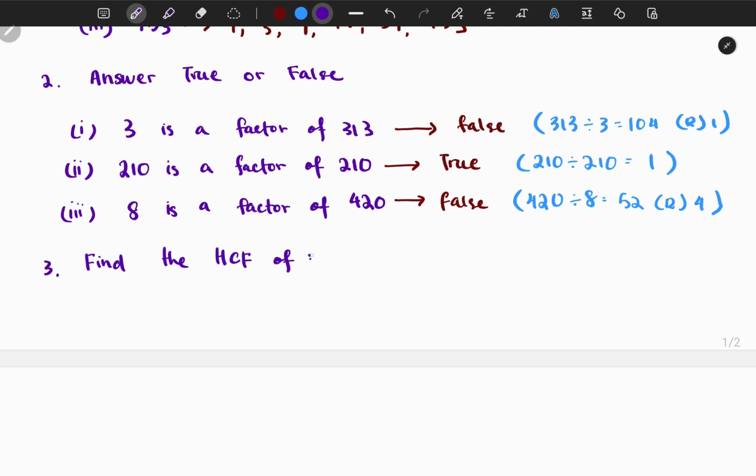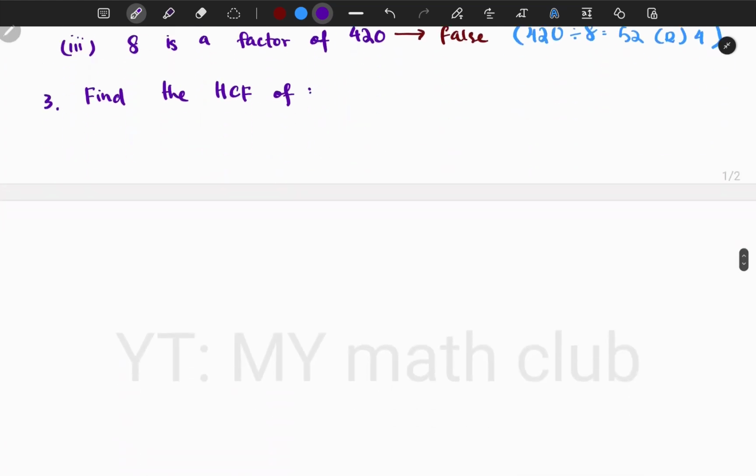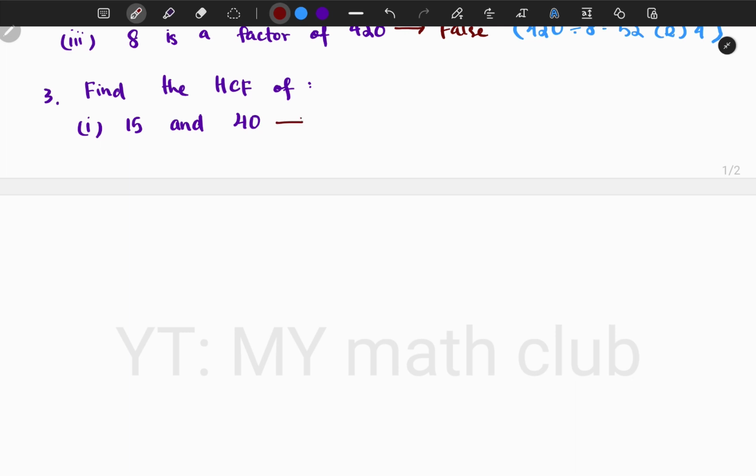The next question, you're going to find the HCF of 15 and 40. The answer is 5. The way that we can see how 5 is a factor of 15 and 40 is that we can use both numbers and divide them by 5. And 15 divided by 5 is 3, 40 divided by 5 is 8, both of which have no remainders. So that's why 5 is a factor of both of these numbers.